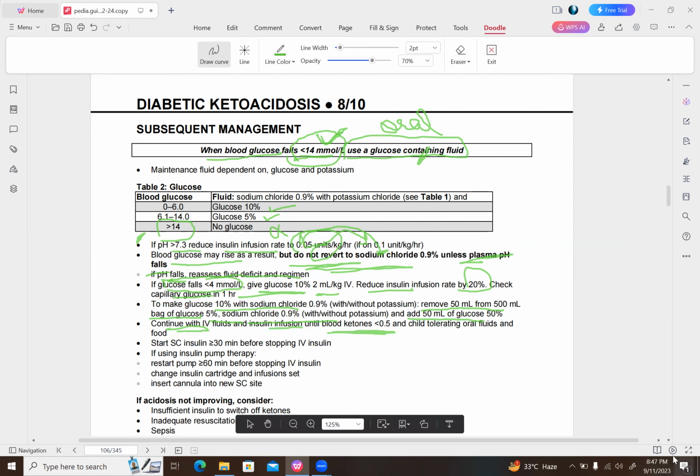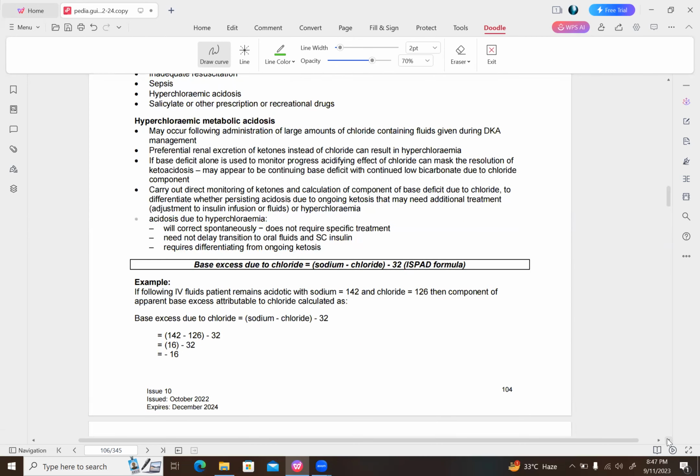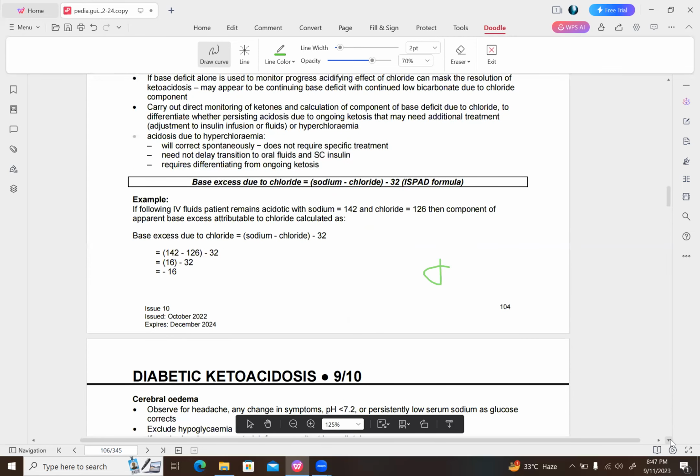This much is enough for the FOP exam. Whatever we did, this much is enough for the FOP exam. This is the base exercise. This is not needed for the FOP or class exam.